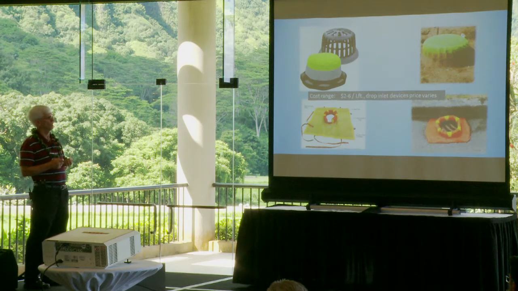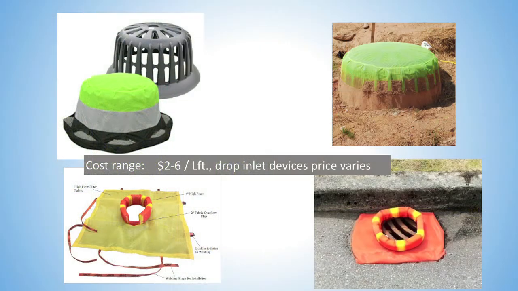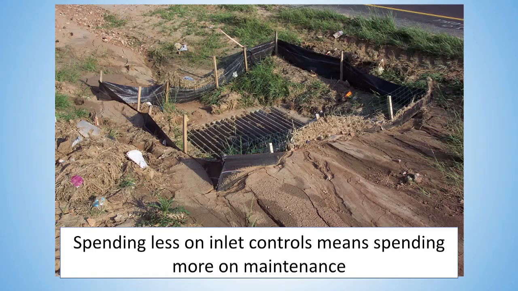Again, these can be $2 to $6 per linear foot. The Silt Saver devices vary all over the board. I've seen them as cheap as about $40 a piece and up to $75, $80. Usually you get a discount when you purchase in quantities. Again, if you're going to go cheap, if you're going to use a silt fence as an inlet protection device, you need to understand the limits of it.